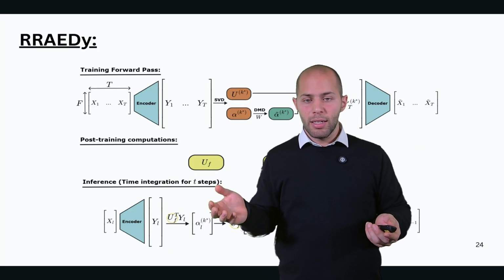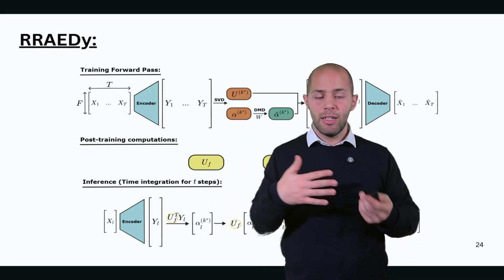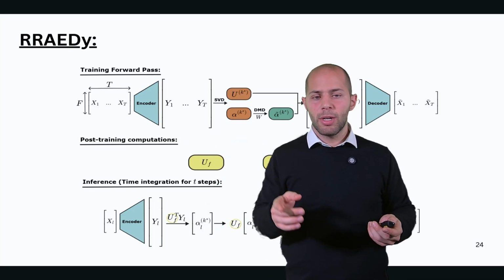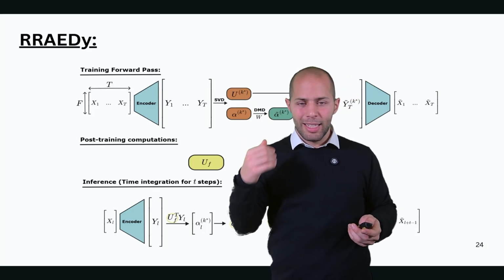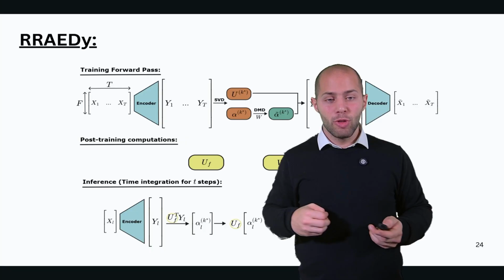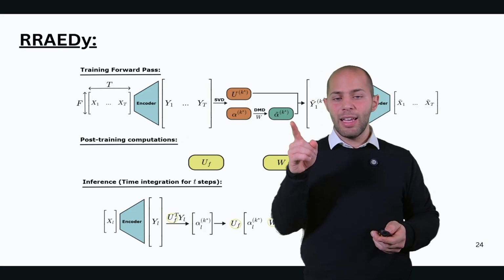Once you have y, you're gonna perform a truncated SVD in the latent space to do the final compression using the SVD. And so now you're gonna have the basis u and the coefficients of the SVD alpha. And now we're gonna perform a DMD, and we're gonna do forecasting using the DMD to find the alpha tilde.